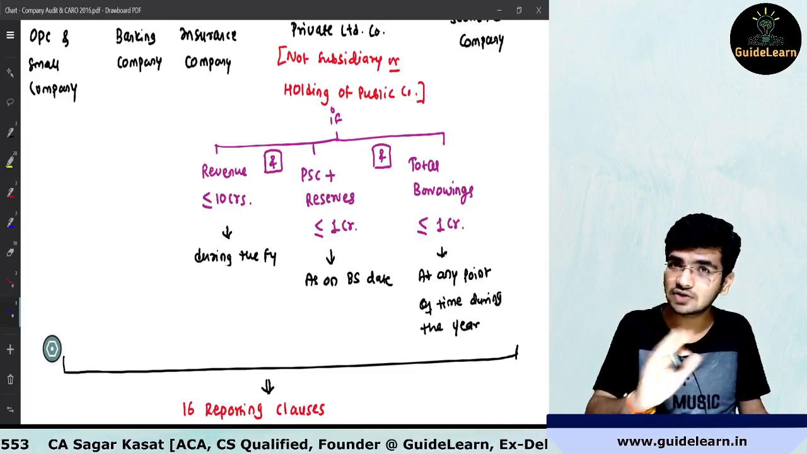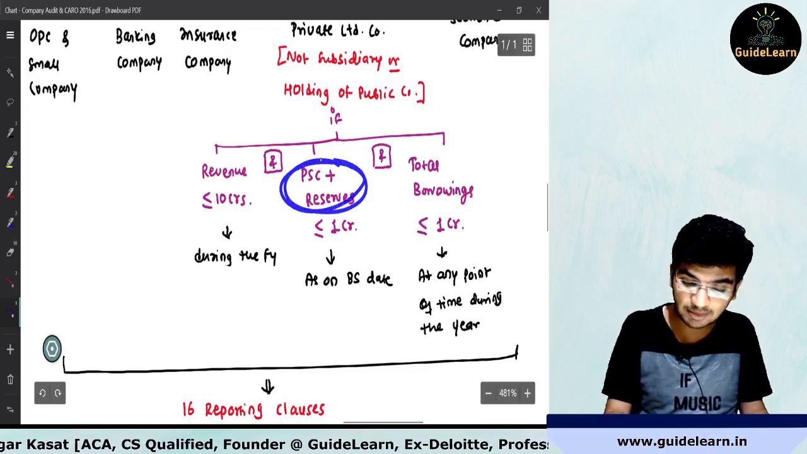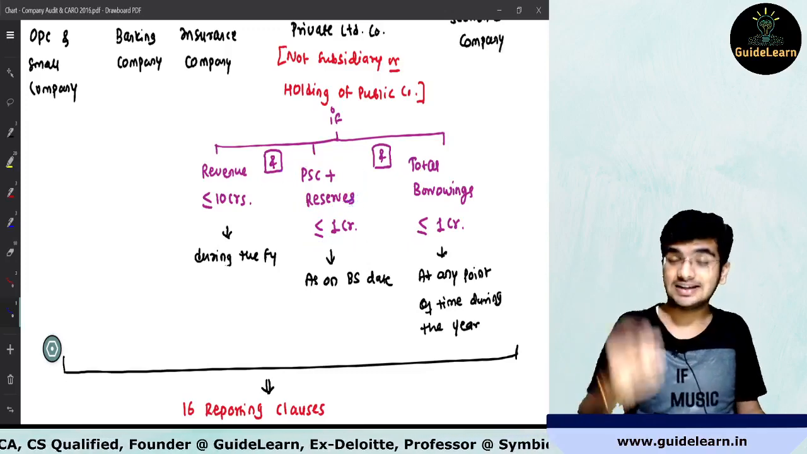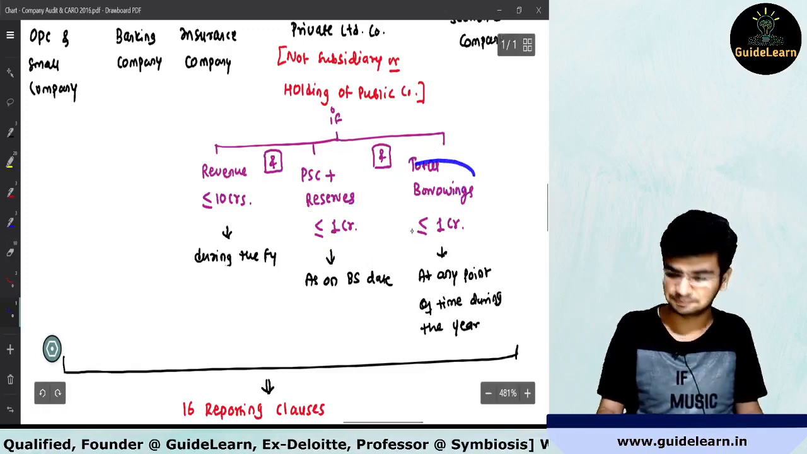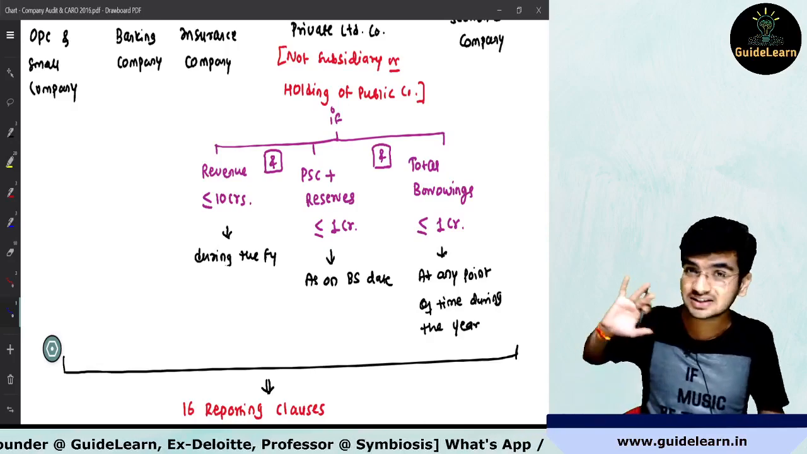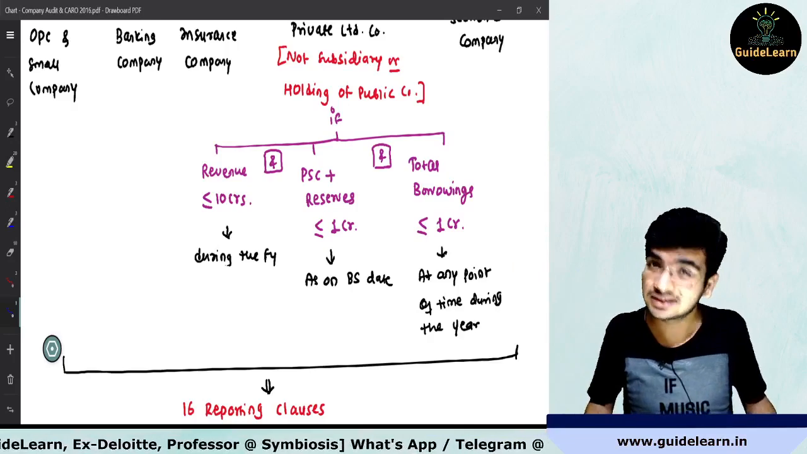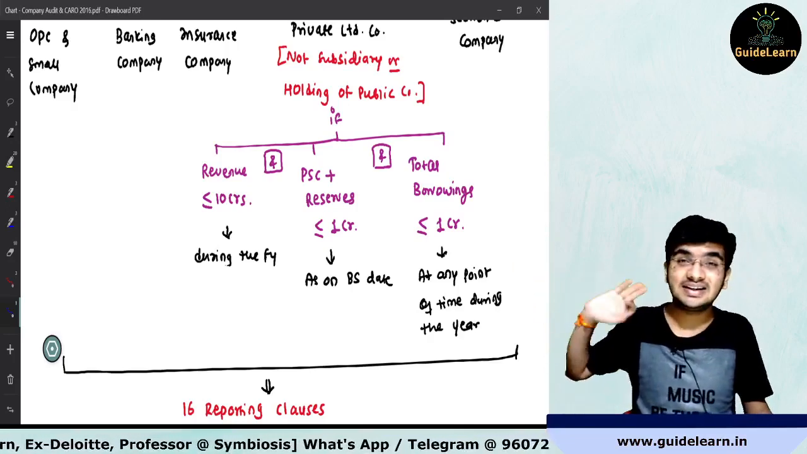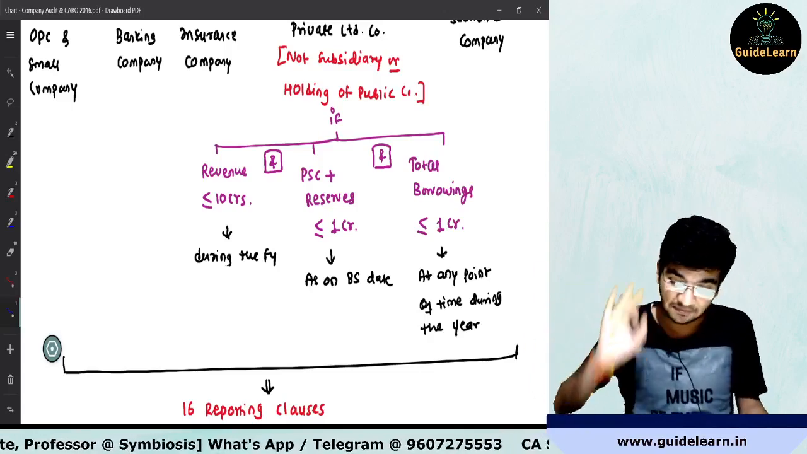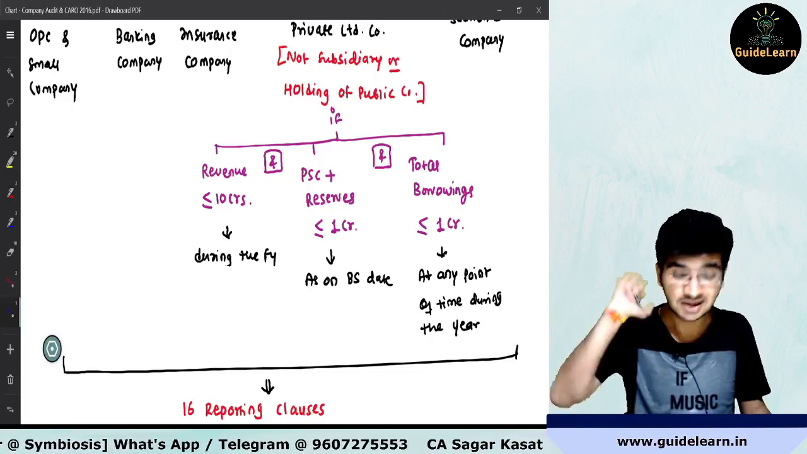If this criteria is satisfied, then go to the second criteria, that is paid up share capital plus reserves. If that is less than or equal to 1 crore, very good. Let's check the third criteria, total borrowings. If that is less than or equal to 1 crore, absolutely fine. If all these three criteria are satisfied, then CARO is not applicable to that respective private company. But if any one criteria out of these three is not satisfied, then CARO shall be applicable to that private limited company.